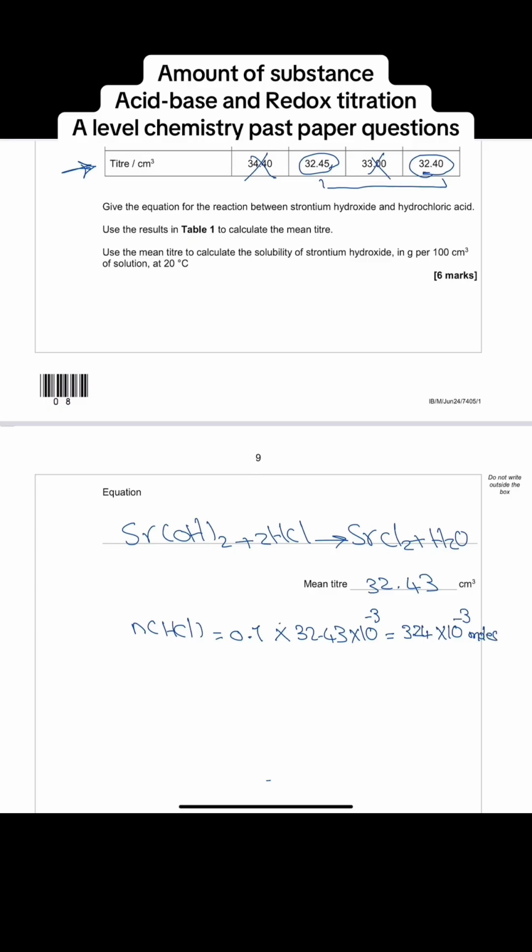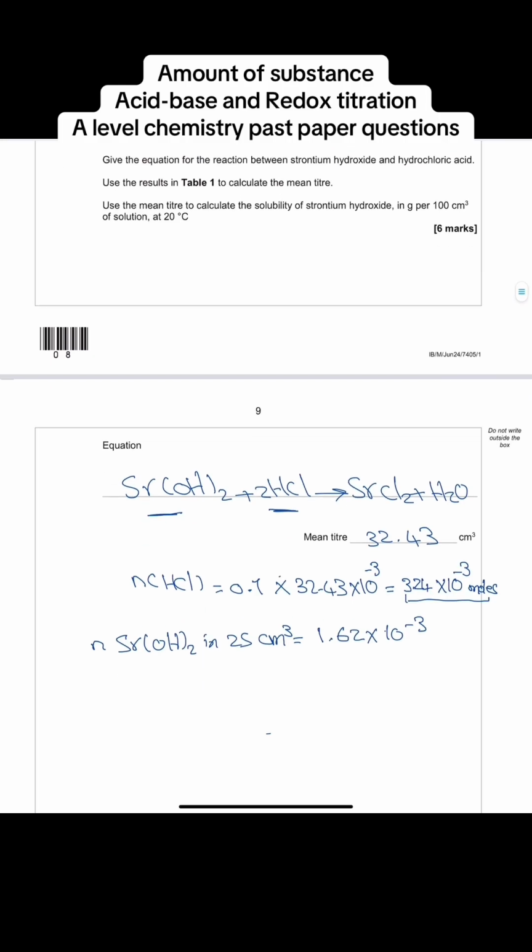Now, looking at the equation we just wrote, you can find that 2 moles of HCl react with 1 mole of strontium hydroxide, and we used 25 centimeter cubed of strontium hydroxide. Now we need to find the number of moles of strontium hydroxide in the 25 centimeter cubed. That will be half the moles of HCl. So I'm going to halve this value. So this is 1.62 times 10 to the minus 3.